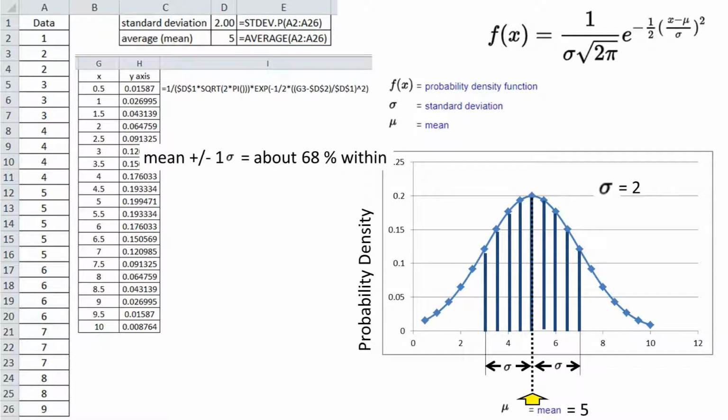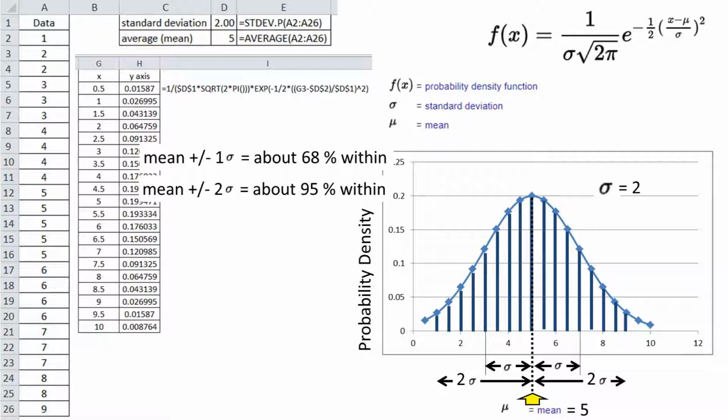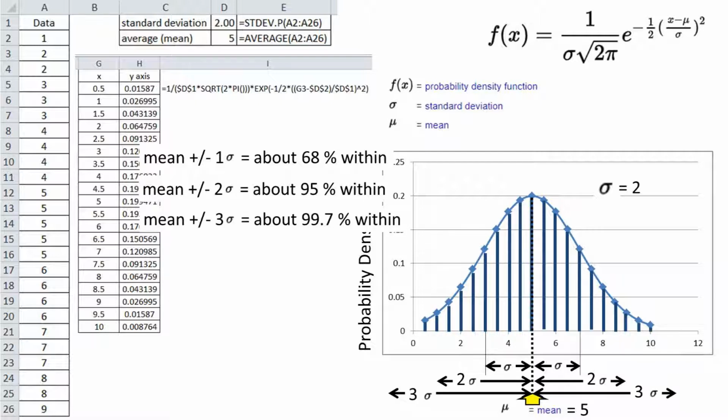Commonly, we refer to being within a certain sigma or standard deviation to a thing. While in the normal distribution, the mean or average plus or minus 1 sigma or standard deviation should represent about 68% of the data. The mean plus or minus 2 sigma represents about 95% of the data, and the mean plus or minus 3 sigma represents about 99.7% of the data. This is assuming the data follows a normal distribution.